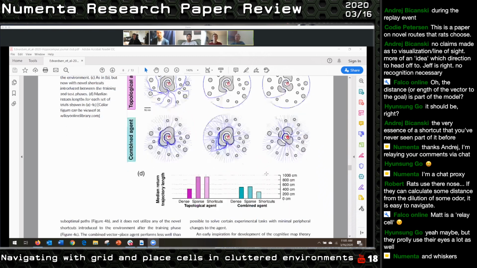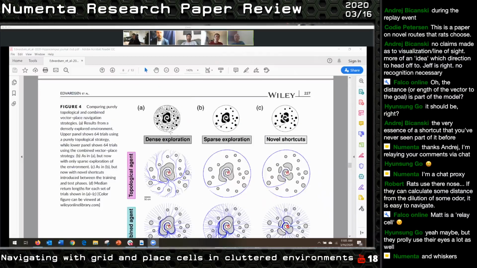And then they compare the performance of these different networks to show how efficient they are. And of course, the combined agent does very well, and it's able to take advantage of the shortcuts. It's the only one that really is able to take advantage of the shortcuts, but it does well overall compared to the purely topological agent. So I need to learn how this model works here. I didn't understand that.